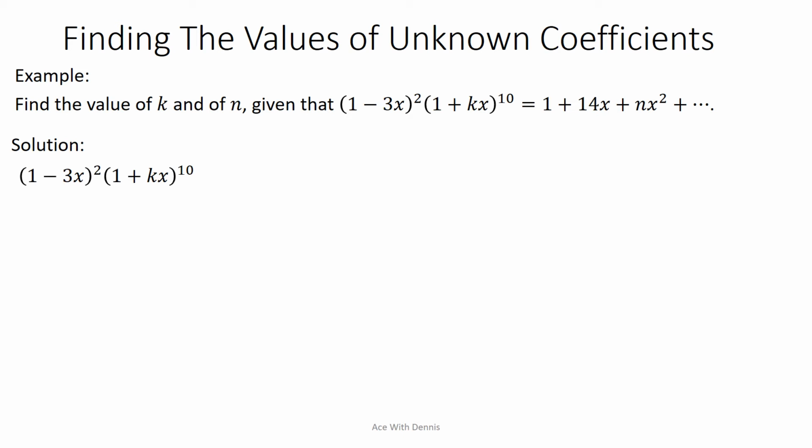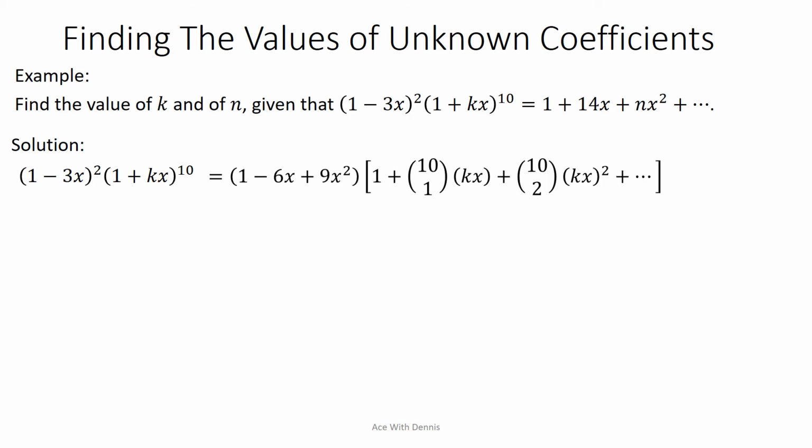From the expression given, (1 - 3x)² times (1 + kx)^10, we apply the expansion. For the first one, (1 - 3x)², we get 1 - 6x + 9x². Then for the second expansion, we can apply the binomial expansion, which gives us 1 + 10 choose 1 times kx + 10 choose 2 times (kx)² and so on. Now simplify it: (1 - 6x + 9x²) times (1 + 10kx + 45k²x² + ...).